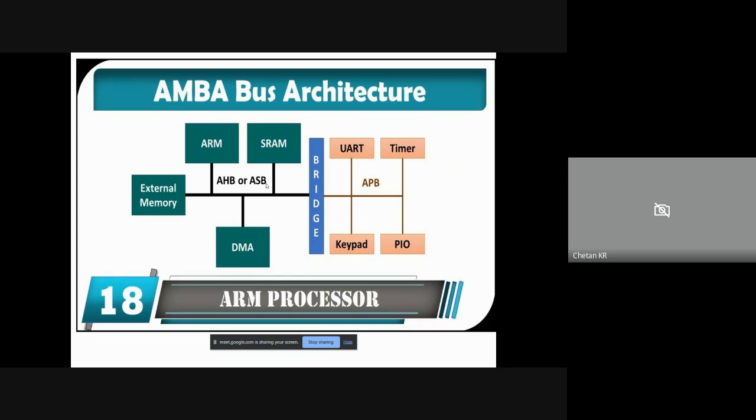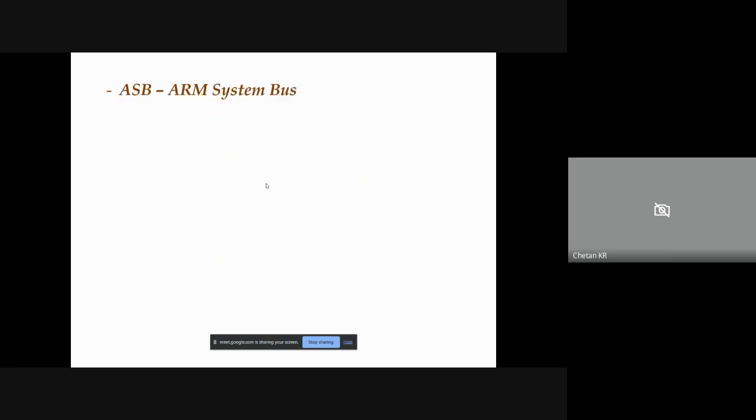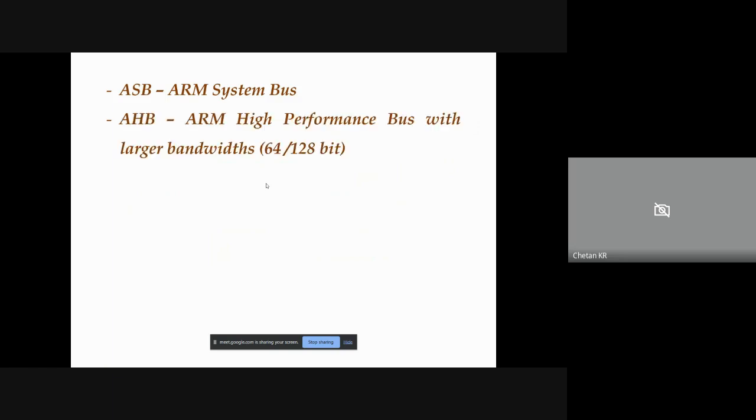So going through all these jargons here, ASB stands for ARM system bus, which is for internal communication. AHB is the ARM high performance bus. Bandwidth is 64-bit or 128-bit. High bandwidth, high speed, and one more thing is there called multi-layer AHB. Instead of a single bus, because you know that with one bus only one request will get serviced, you can have a multi-layer bus.